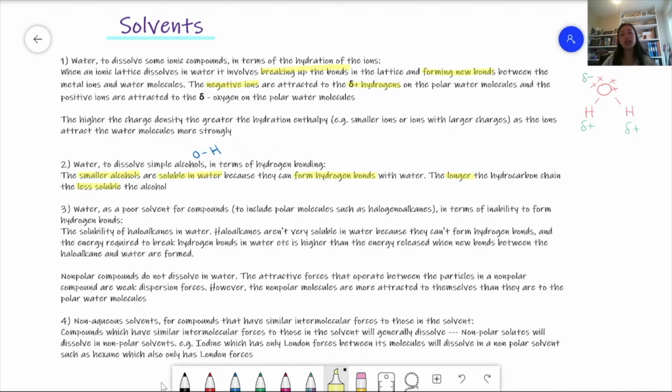Number 3 is water as a poor solvent for compounds. And this is in terms of inability to form hydrogen bonds. So the solubility of haloalkanes in water, haloalkanes aren't very soluble in water because they can't form hydrogen bonds. A haloalkane is like a normal alkane, but it has a halogen attached, so instead of a hydrogen. So, for example, we could have this molecule here. So there are CH bonds, but one of them is replaced by a carbon halide bond. So this is a haloalkane, and they aren't very soluble in water because they cannot form hydrogen bonds.